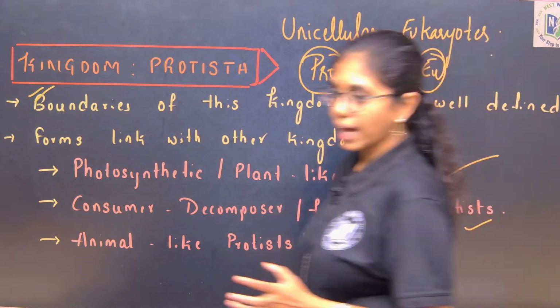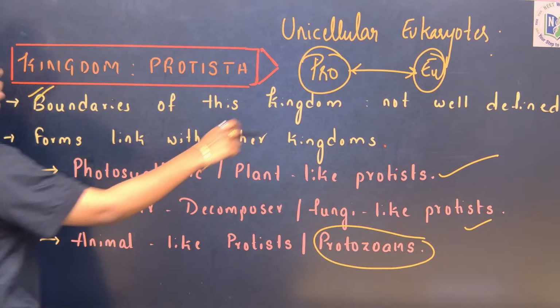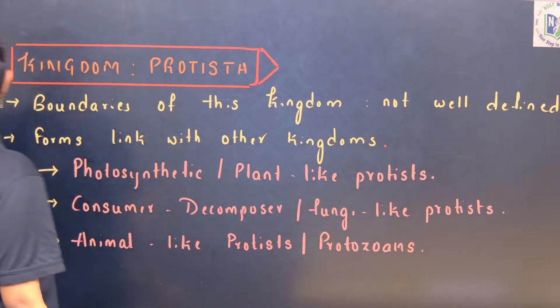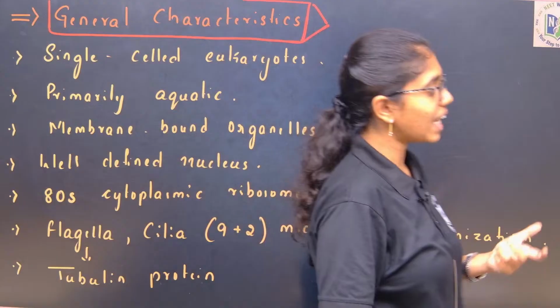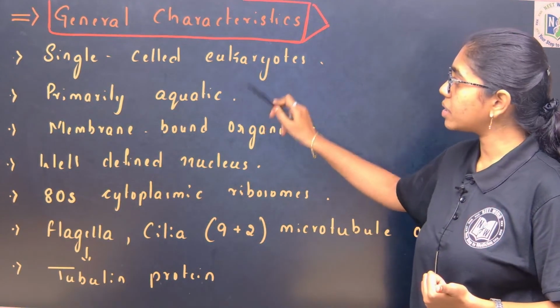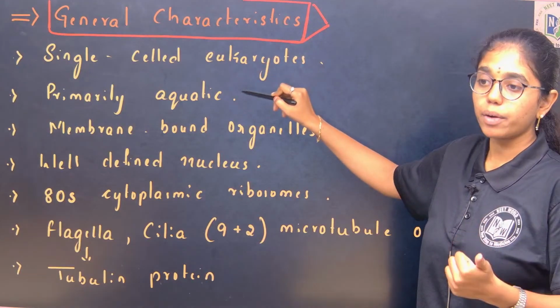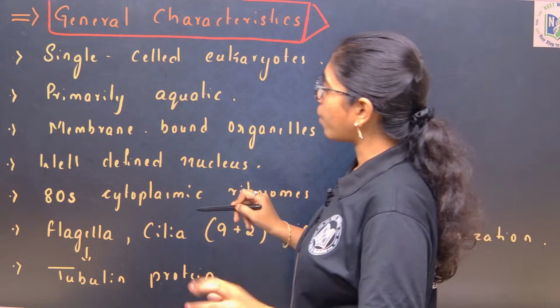Few of the general characteristics. You can expect statement based questions from this, so that is why I am stressing all the statements that are in reference with Protista. Next, general characteristics of the kingdom Protista. They include single celled eukaryotes, and remember this term, they are primarily aquatic. Statement based questions may be asked that Protistans are primarily aquatic organisms.